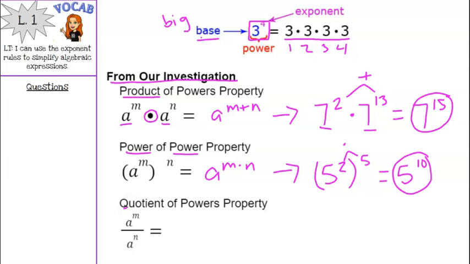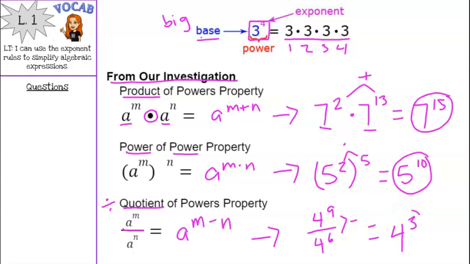And then the last one is the quotient of powers property. Quotient means you have division, which will usually be expressed as a fraction. When we have a quotient with powers, we can subtract our exponents. We do the top number first minus the bottom number. Again, a real example of this is 4 to the 9th power over 4 to the 6th power. We can subtract our two exponents and it becomes 4 to the 3rd power.